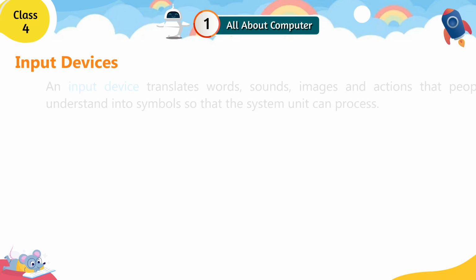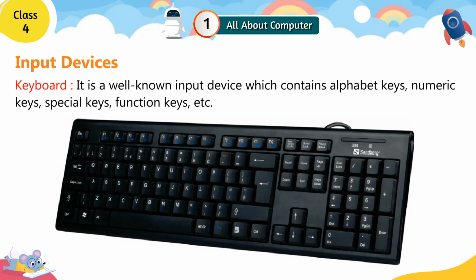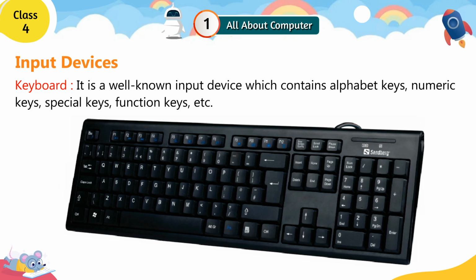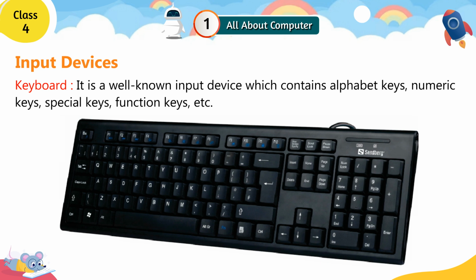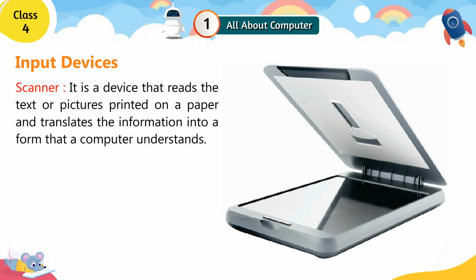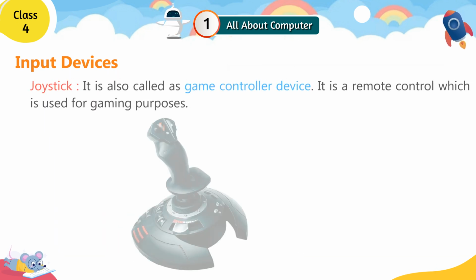Input devices. An input device translates words, sounds, images and actions that people understand into symbols so that the system unit can process. Keyboard. It is a well-known input device which contains alphabet keys, numeric keys, special keys, function keys, etc. Scanner. It is a device that reads the text or pictures printed on a paper and translates the information into a form that a computer understands.